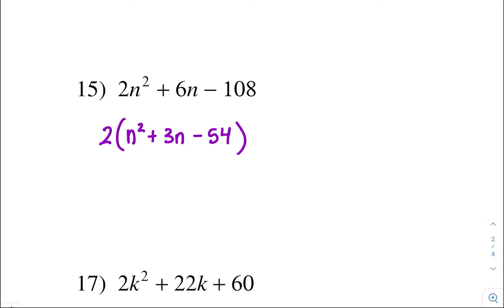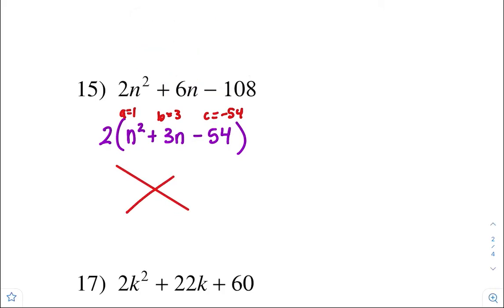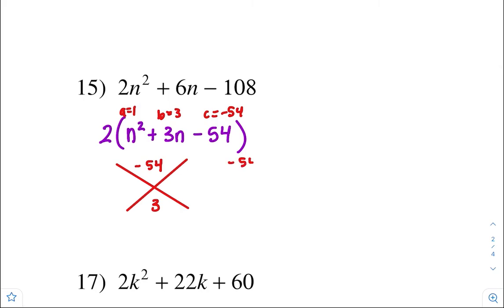Now we can label our coefficients: a is equal to 1, b is equal to 3, c is equal to negative 54. And now we can do the x method. What two numbers multiplied together give you negative 54, but when we add them give you 3? You could write all the factors of negative 54 to help assist you: 2 times 27, 3 times 18, 6 and 9.